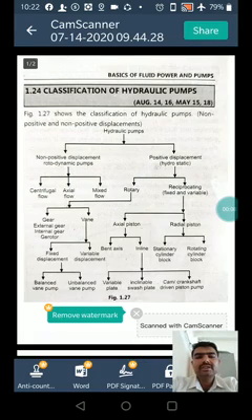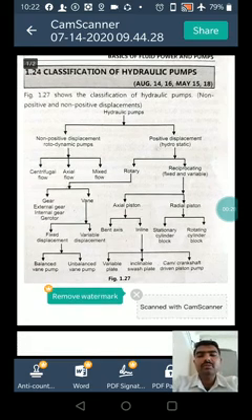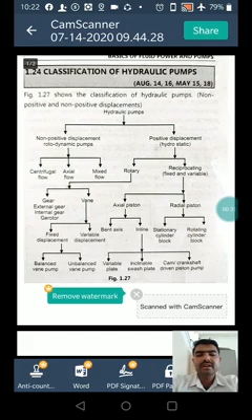There is a classification of hydraulic pumps. It shows the classification of hydraulic pumps into non-positive displacement and positive displacement pumps. First there are hydraulic pumps, and in that there is the non-positive displacement pump and the positive displacement pump. In non-positive displacement there is the centrifugal, second the axial flow, and third the mixed flow. In positive displacement there are two types, rotary and reciprocating.